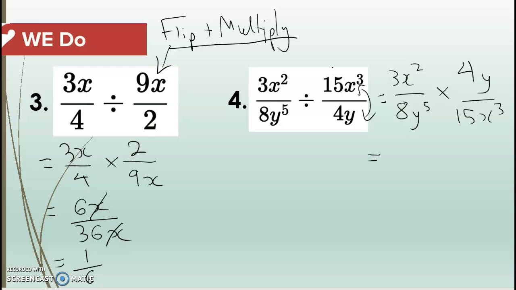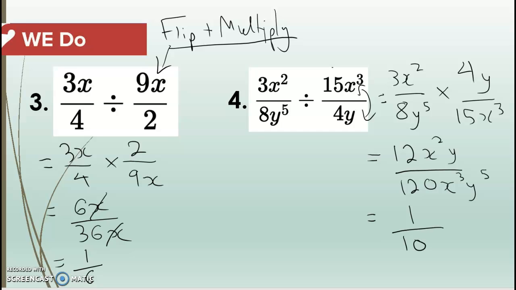We're going to combine them now. So on the top, we've got 12x squared y. On the bottom, 8 times 15. Put it in your calculator if you're not sure. But 2 times 15 is 30, so that's going to be 120 altogether over x cubed y to the 5. 12 over 120. Now for simplifying, 12 over 120, that's the same thing as 1 over 10.